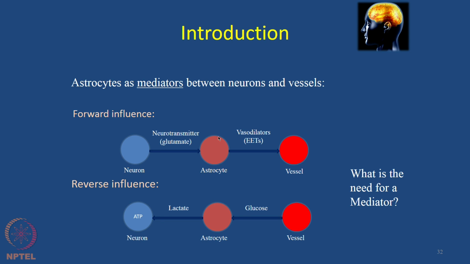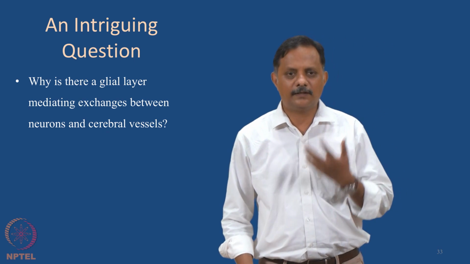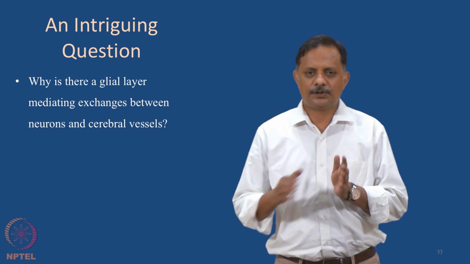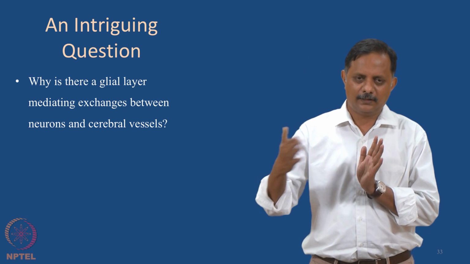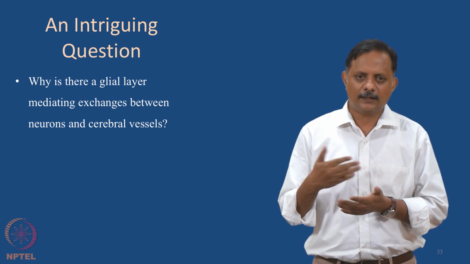So basically, you have this intermediate kind of cell, the astrocytes, which mediate the exchange of energy and signals between neurons and blood vessels. One of the first questions with which we started this whole line of work is, why is there a mediator? Because if you look at other bodily tissues, like for example skin or skeletal muscle, the local tissue and the blood vessels talk to each other directly. There are no intermediate cells like the glial cells.